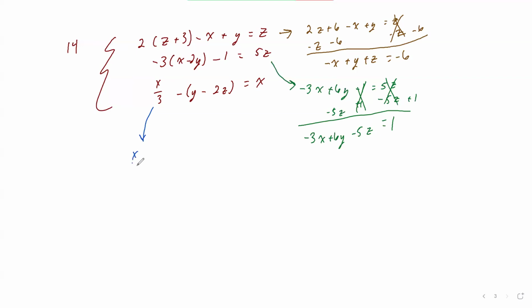Then I got to do the same thing with this one. I get x thirds minus y plus 2z, because again, you're distributing, equals x. I'm going to subtract x over here. So 1/3 minus 1 would be negative 2/3 x minus y plus 2z equals 0.